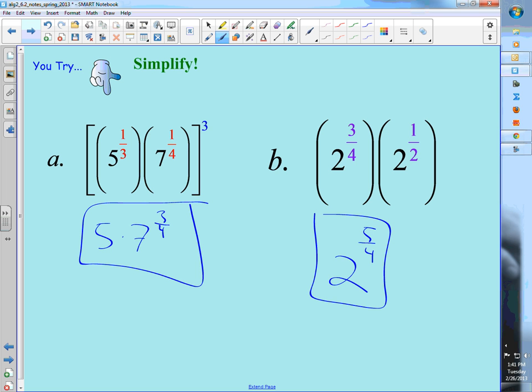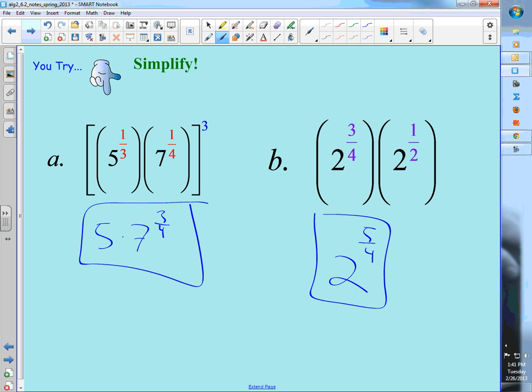What am I going to do with my powers here? Which property do I have going? Do you know what it sounds like? Can you read the property to me? Do you have it written down anywhere?